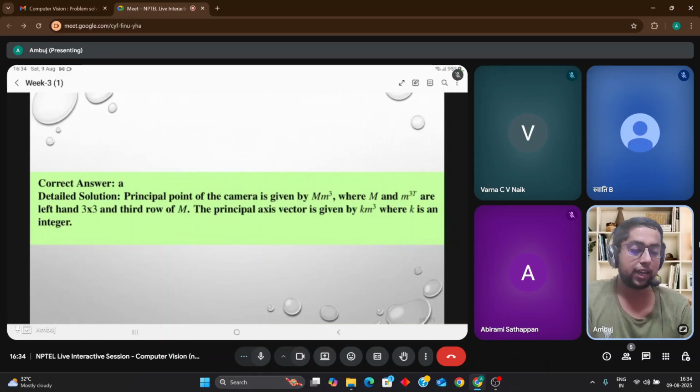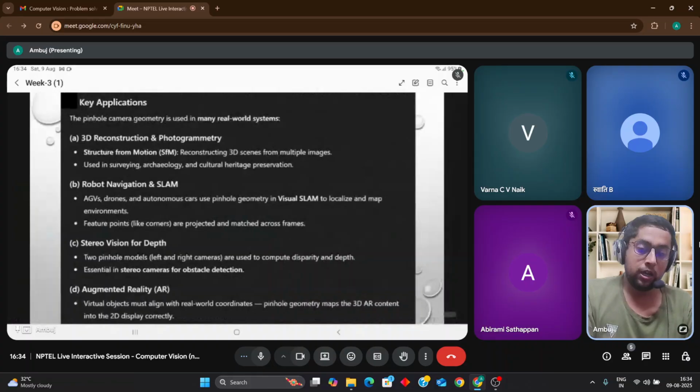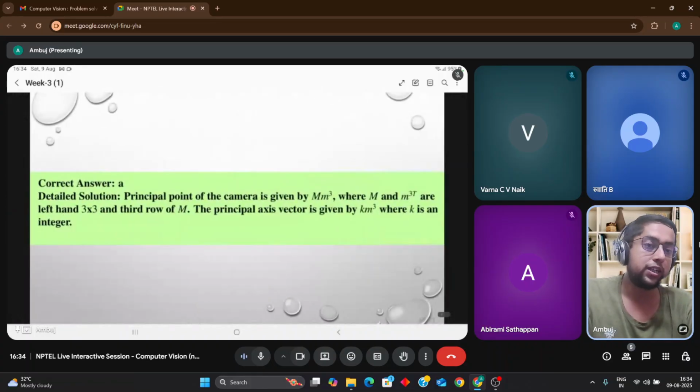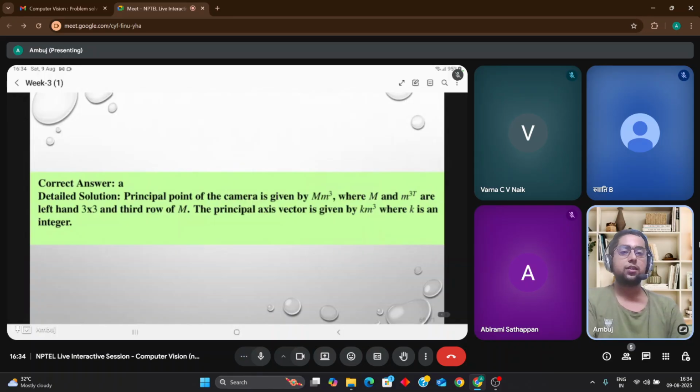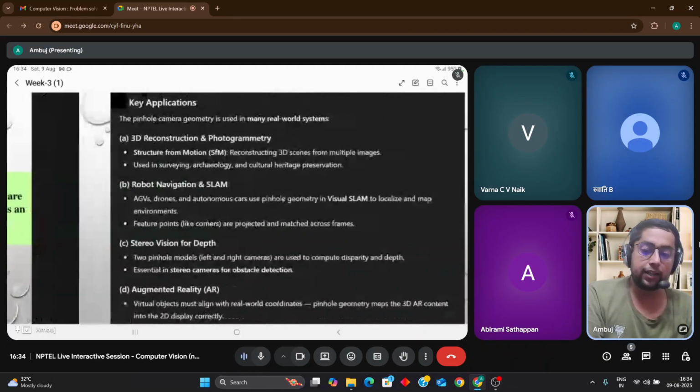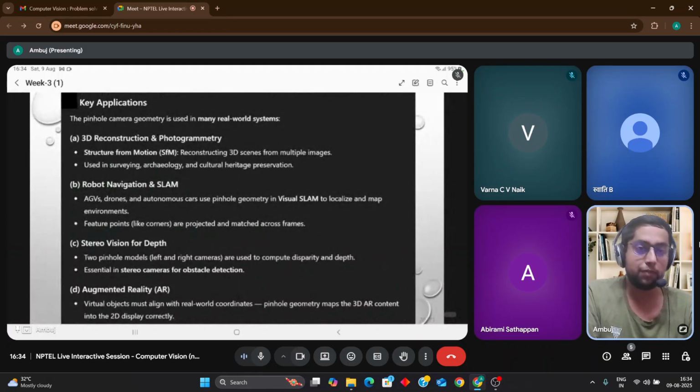Principal axis vector is km3, where k is an integer. Okay. Now, this marks the end of the 10 questions which I wanted to discuss in front of you all in this present session. Next, I'll be teaching you some of the applications.